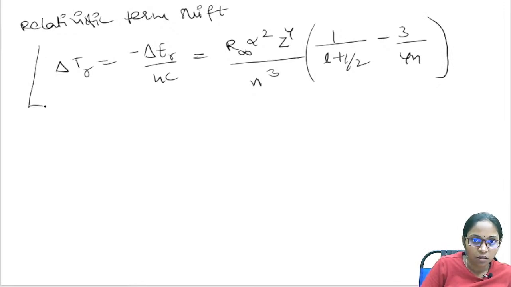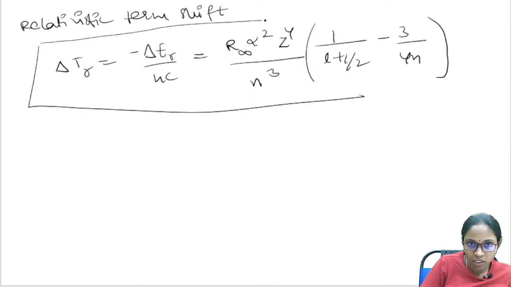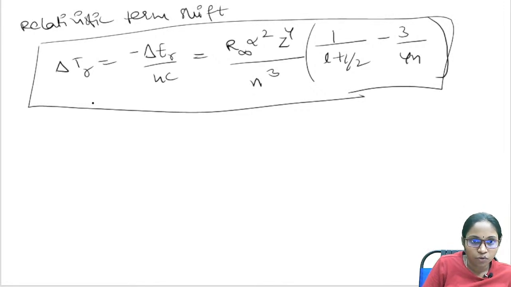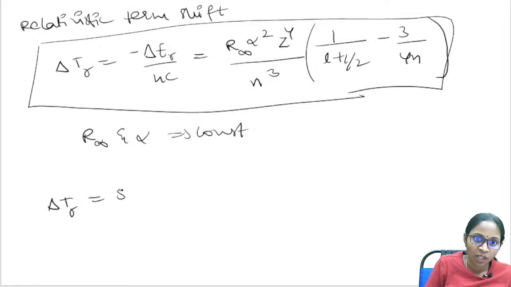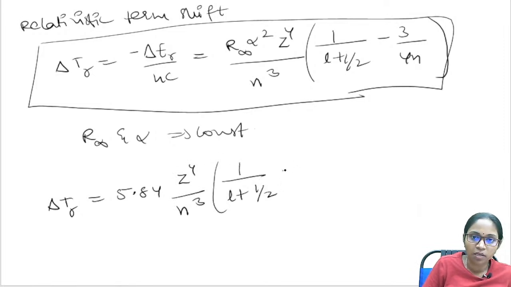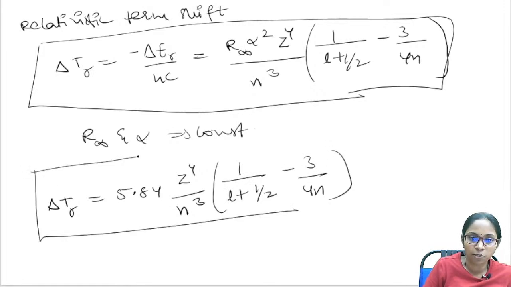The derivation of this equation is not so important, so I am not deriving it. Now substitute the R infinity and alpha values, which are constants. Then the term shift due to relativistic correction will be equal to 5.84 times Z power 4 by n cube into 1 by (l plus 1 by 2) minus 3 by 4. This is the relativistic correction.